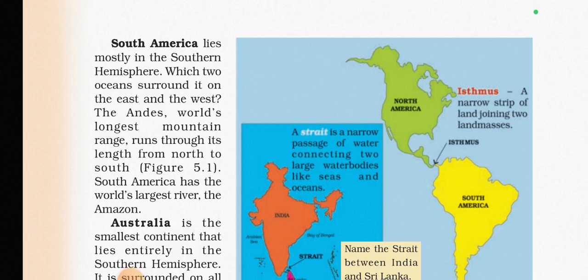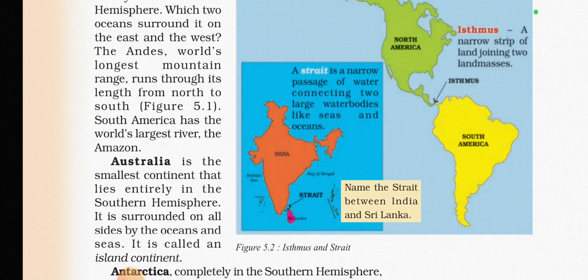Now the Andes, a mountain range and the world's longest mountain range, runs through it, and its length is from north to south. South America has the world's largest river, the Amazon. There is a website with the same name, Amazon. You know that everything nowadays has gone online, and this is an online shopping website. I think you must be familiar with this website also.